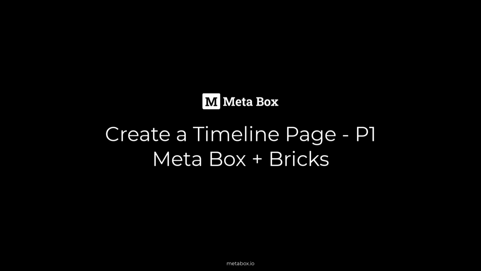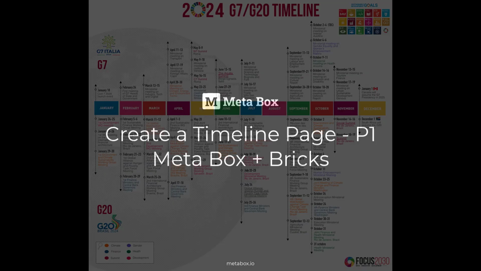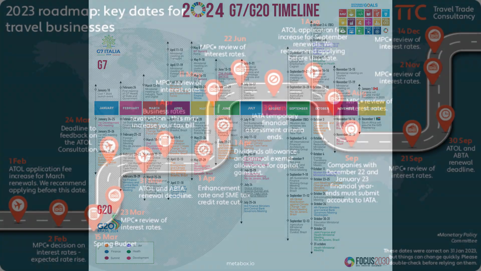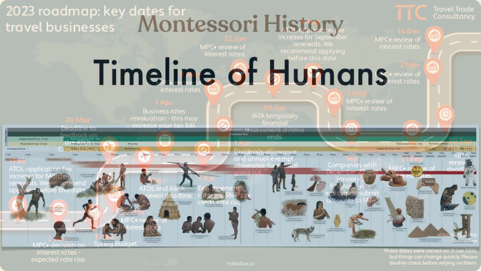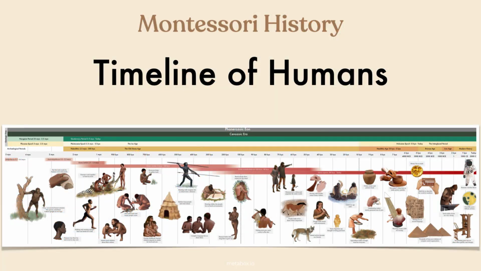Today, we're going to create a timeline page using MetaBox and Bricks. You can use this type of content to show the timeline of an event, roadmap, history, and so on. A logical and clear timeline can help the visitors get information easily.